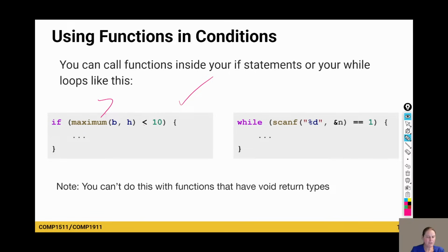If we had a function that returned a Pokemon, no, we wouldn't be able to put this in this context and compare a Pokemon to 10. But if we've got something returning an integer, we can put it here. If we've got a void function that returns nothing, then we don't have anything to compare to 10. So we could not put a void function in here.